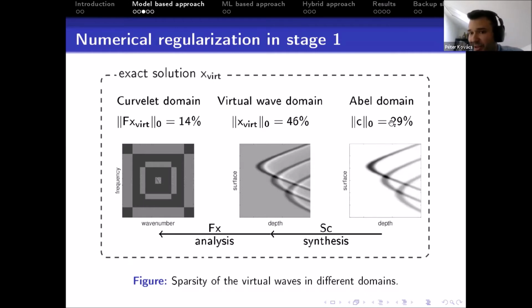So the number of non-zero pixels on this image is reduced to 1/3 of the overall number of pixels. And also we can use the non-negativity constraint here. So if we are looking for the solution in the Abel domain, not just sparsity, but non-negativity of the values C can be utilized. In addition to that, we can also apply the analysis approach by transforming the virtual waves into the curvelet domain.